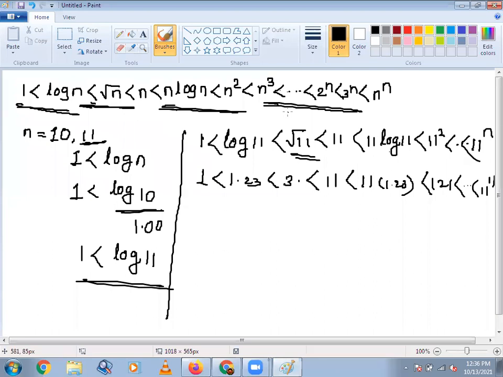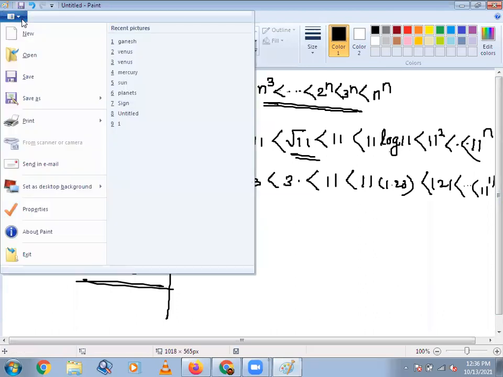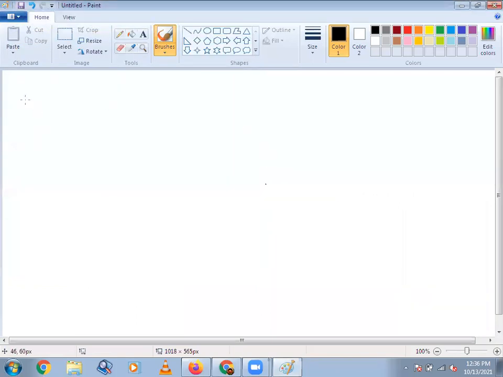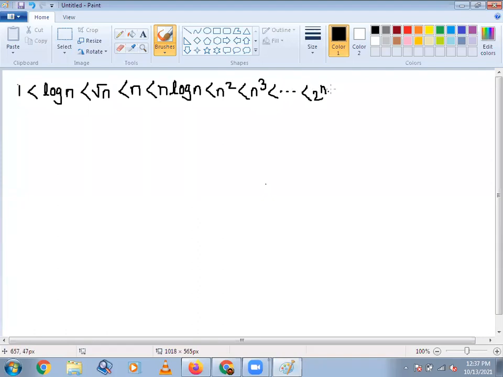Okay, we have seen the equation: 1 is less than log n, then less than root n is less than n is less than n log n is less than n square is less than n cube is less than 2 raised to n is less than 3 raised to n is less than n raised to n. Okay.